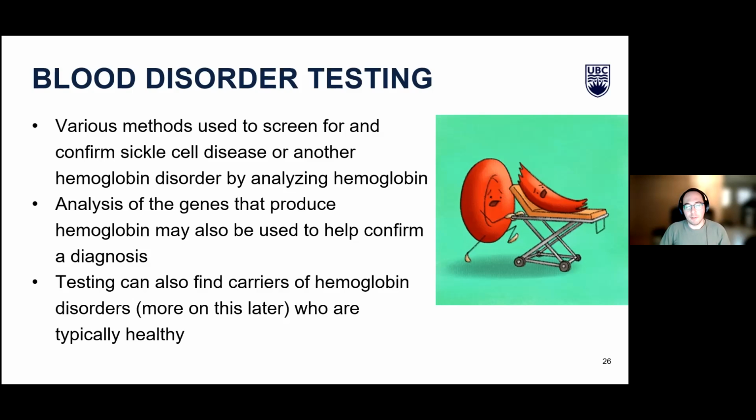Furthermore, analysis of the genes that produce hemoglobin can also be done to help confirm the diagnosis. And one additional thing is that testing can also find carriers of hemoglobin disorders. I'll talk about carrier testing later on, but these carriers are people who are healthy, but they do have a genetic mutation that they're carrying. And like I said, I'll talk about that a bit more later on in the talk.